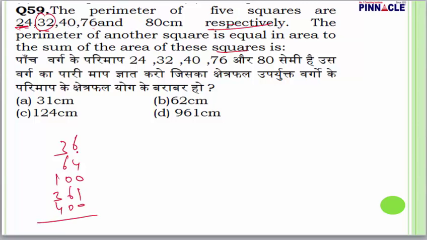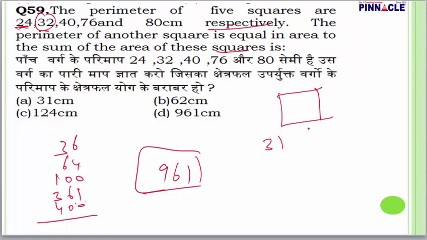So the total area would be the sum of these, which you can say is 961. The square root of it, 31, would be the side. 31 into 31 would be equal to the total area. So the perimeter of this would be equal to 31 into 4, that is 124. Answer is C.